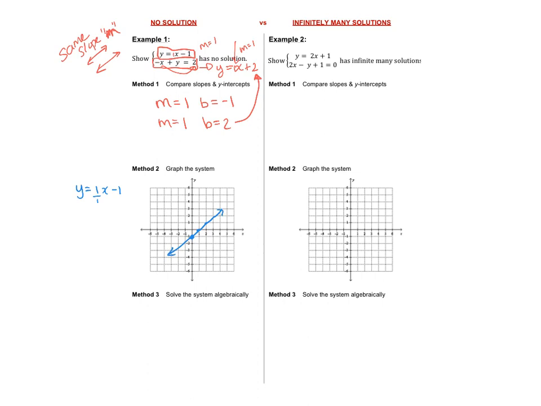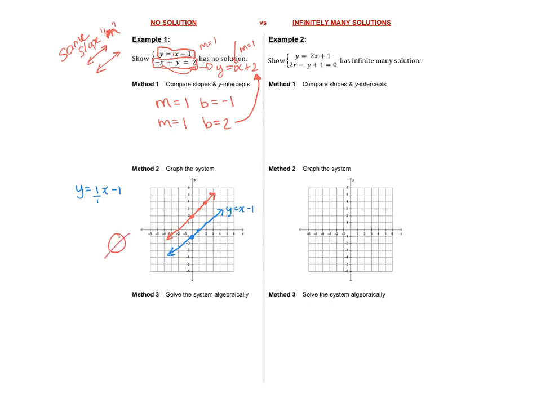It's really helpful to write the equation there. So 1x minus 1, or just x minus 1. I'll graph the next one in red. So y equals 1x plus 2. I'm going to begin at 2, and rise 1, run 1, rise 1, run 1, etc. And because they had the same slope, notice the lines are parallel. I could have drawn it a little bit straighter, but I think you get the idea. So that's our system graphed, and so it'd be no solution.